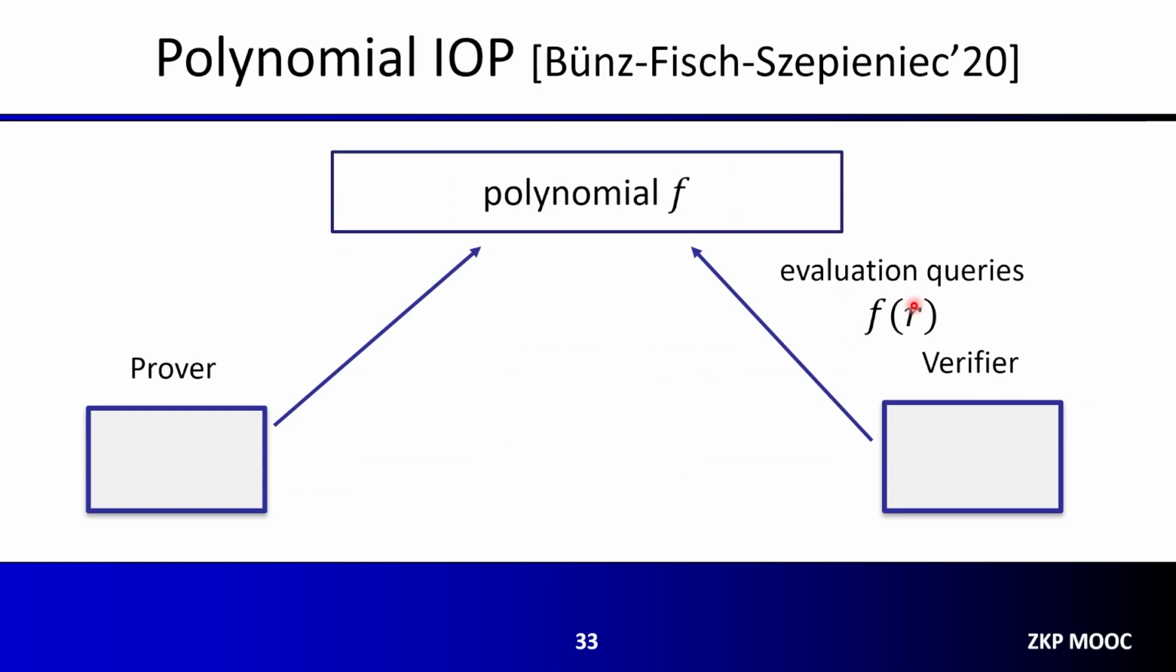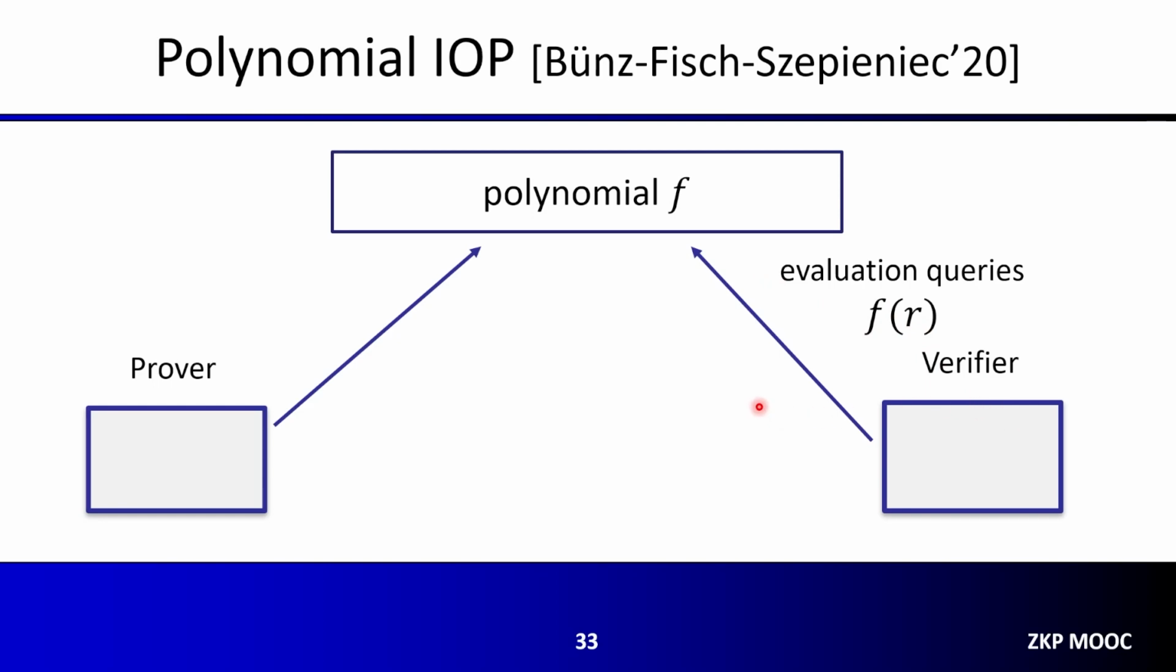Another generalization we've learned before is the polynomial IOP. For example, it was used in the PLONK system. The polynomial IOP was formalized by Bünz, Fisch, and Szepieniec in 2020 in the DARK paper. In this model, instead of sending a string as in the original PCP, the oracle is a polynomial generated by the prover. The verifier can make evaluation queries on chosen points of the polynomial, and the oracle replies with f(r) to the verifier, for the verifier to verify the correctness of the computation.